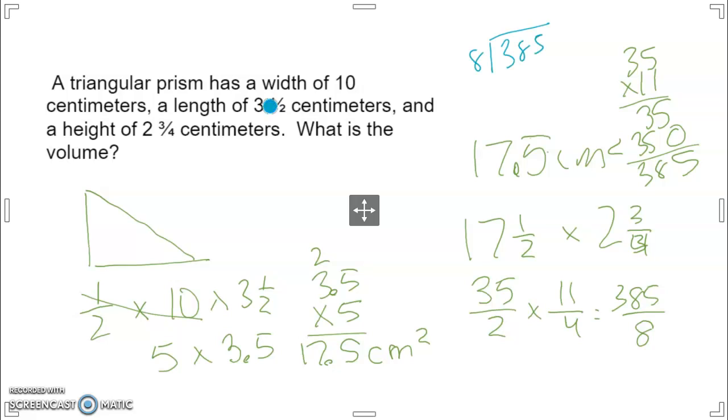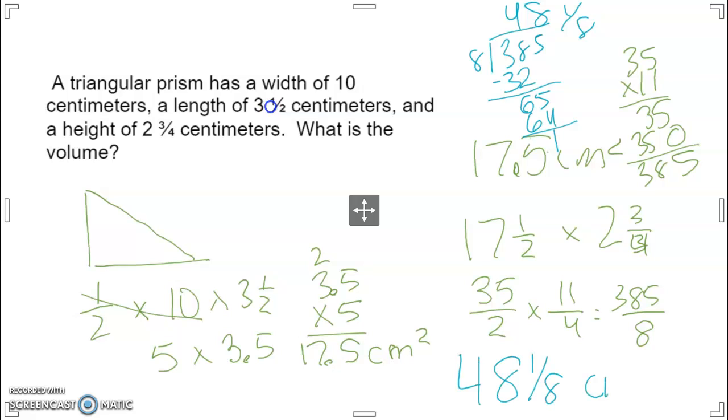8 doesn't go into 3, but it goes into 38 4 times. 8 times 4 is 32. Subtract, I get a 6 and bring down a 5. 8 goes into 65 8 times, and that's 64. There's 1 left, so 1/8. So my answer would be 48 1/8 centimeters cubed. Or if you want that as a decimal, it would be 48.125 centimeters cubed.